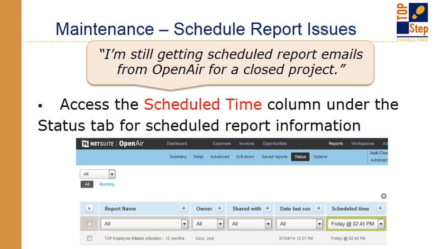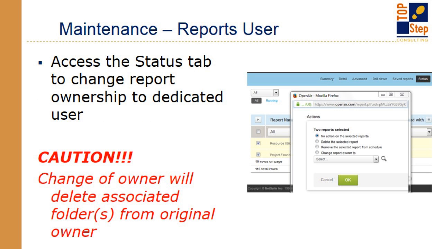Prior to that, there weren't a lot of ways to look at the reports that are being scheduled and when they're going out. New features, so a little fun. You can also, in the status tab, change ownership of reports. You have to be careful. With this little run action icon, you can select your reports and then decide what to do with them. Keep in mind, if you do change the owner, it will delete the association from the previous user. So you have to communicate these changes.